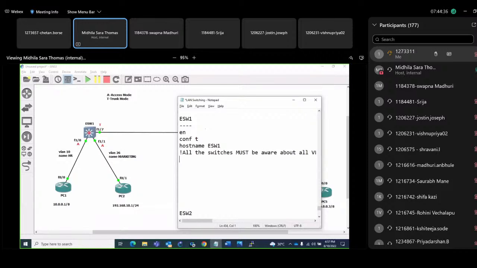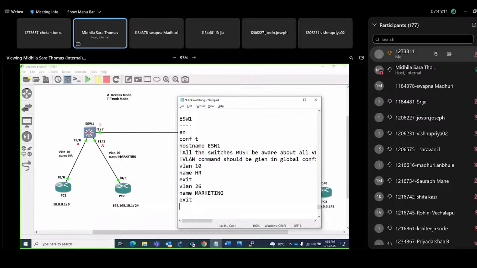Okay. So first VLAN 10, name HR. This command should be given in which mode? Global configuration mode. Okay. So VLAN 10, name HR, exit. Then VLAN 26, name marketing, exit.